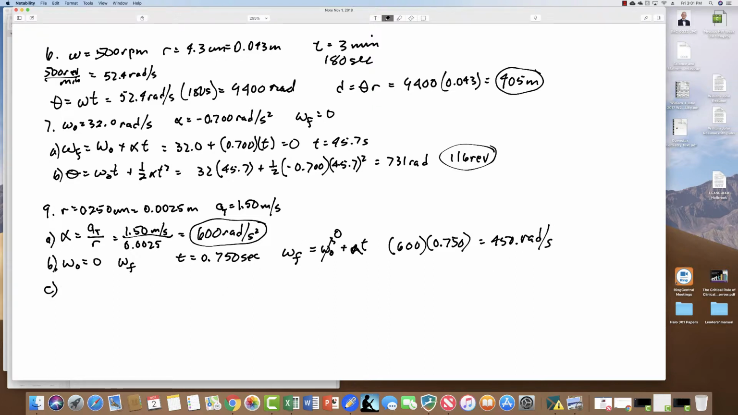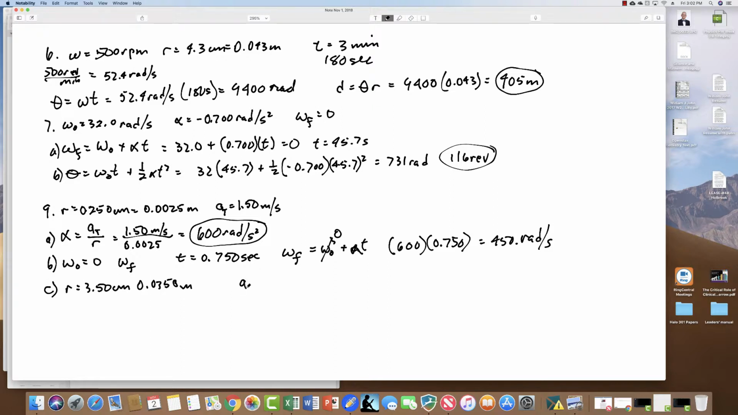assuming a uniform acceleration. The last question is, the outside radius of the yo-yo is 3.5 centimeters. So the outside radius is 3.5 centimeters, or 0.0350 meters. And the question is, what is the tangential acceleration at the point of that edge?